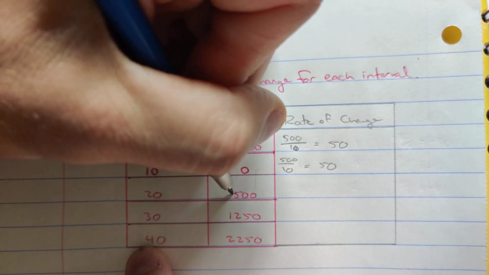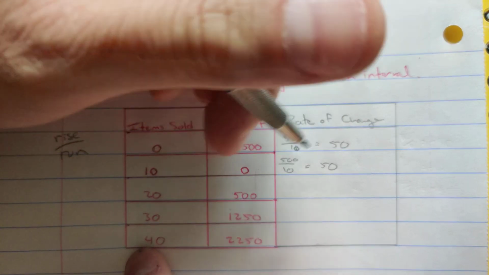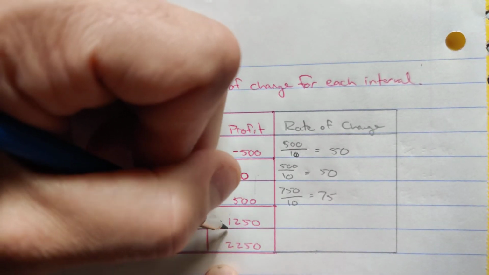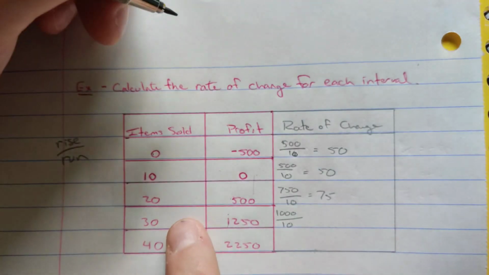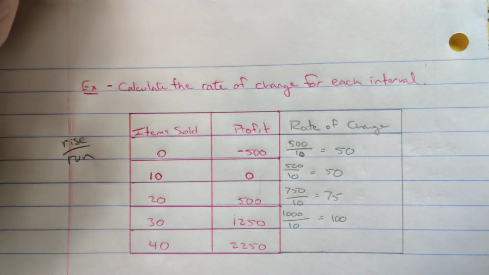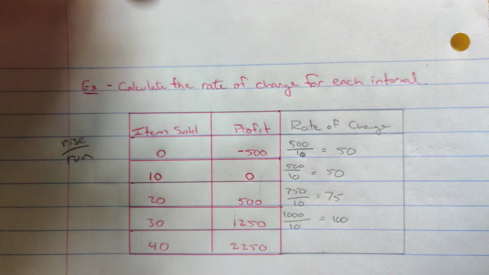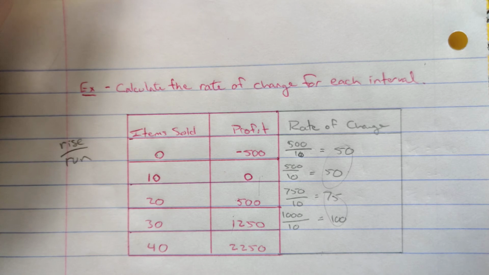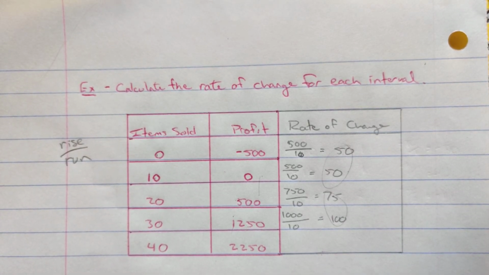In our case here, we go from 500 to 1,250. That's going to be 750, and then over 10, because our run is still 10 here, that's going to be 75. And then in our final value, we're increasing by 1,000, and again by 10 in the run. So that is going to give us 100. So those are our rates of change at each interval. And notice these are consistent, but these are not. So this is not going to be a linear graph. This is a nonlinear rate of change.